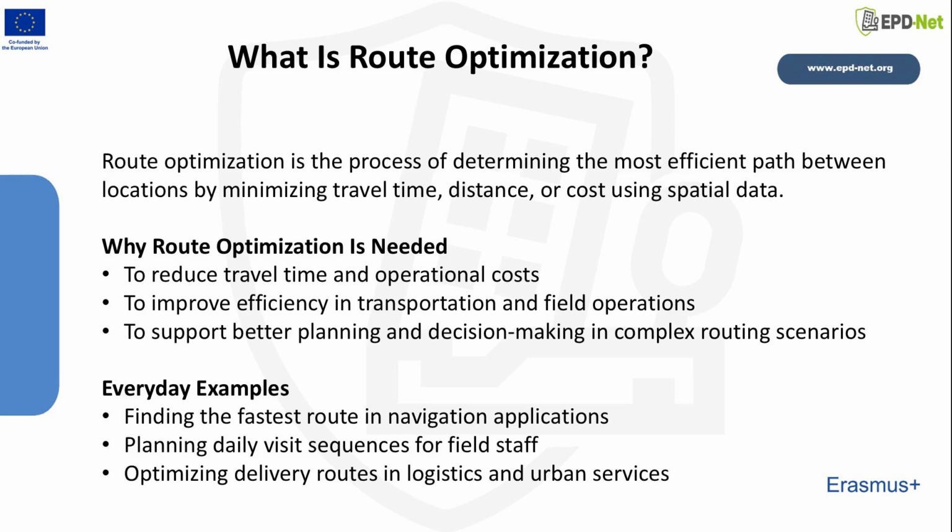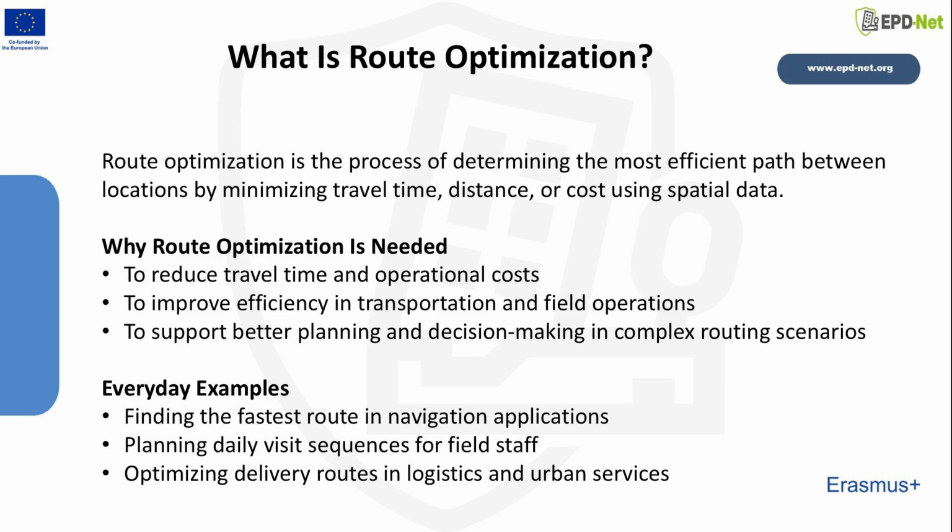Route optimization refers to the process of determining the most efficient path between one or more locations by using spatial data. The objective of route optimization is to minimize travel time, distance, or overall cost, depending on the specific needs of the routing scenario. Route optimization is needed because transportation and field operations often involve limited time, resources, and increasing operational complexity. By optimizing routes, organizations can reduce travel time, lower operational costs, and make more efficient use of vehicles and personnel.